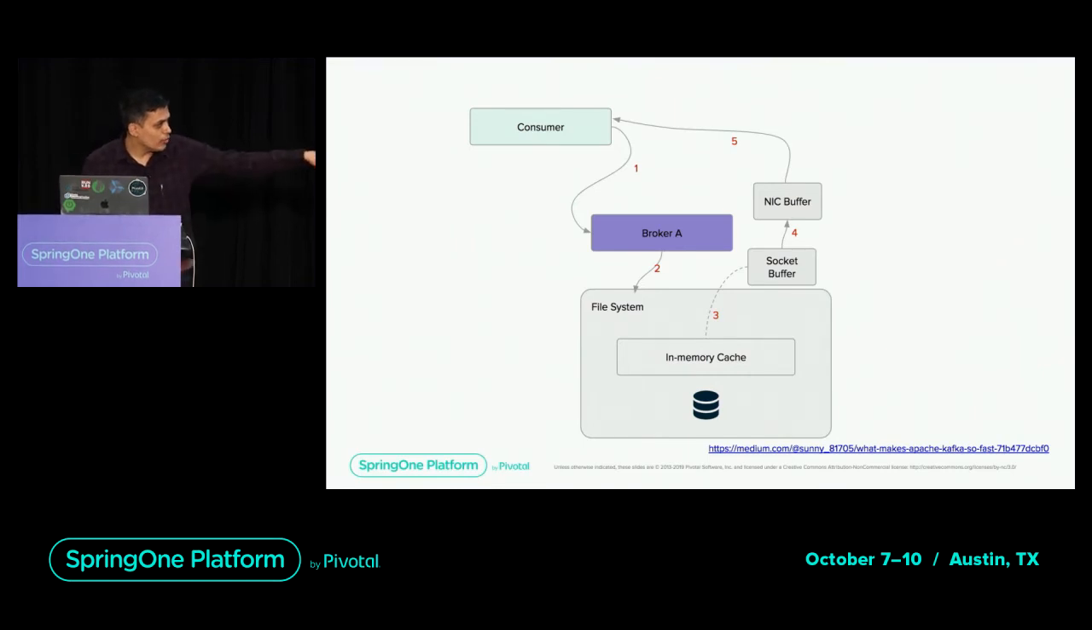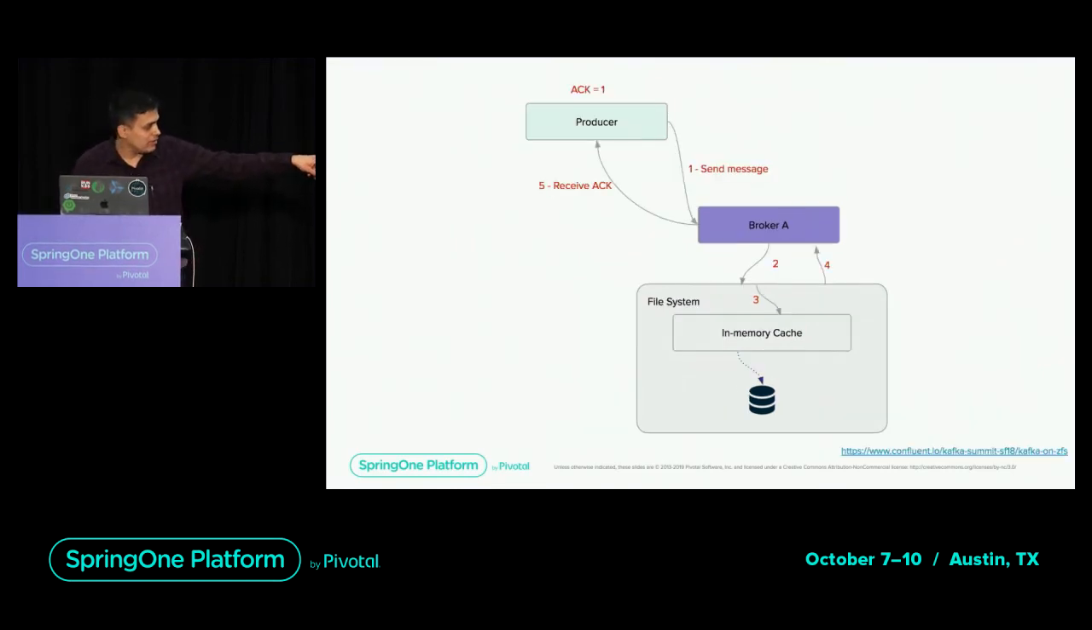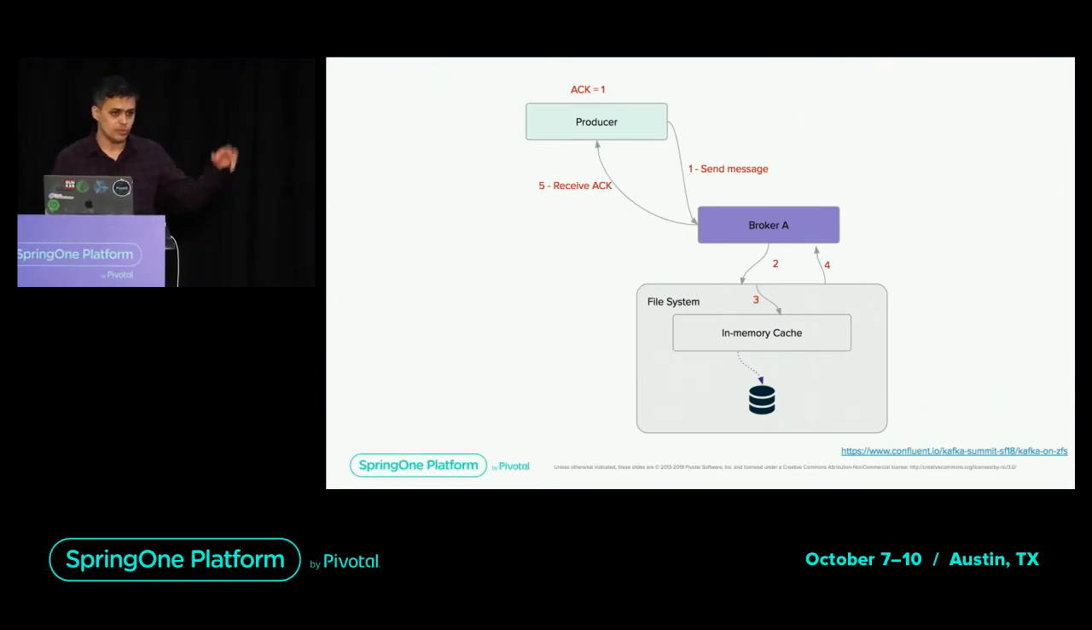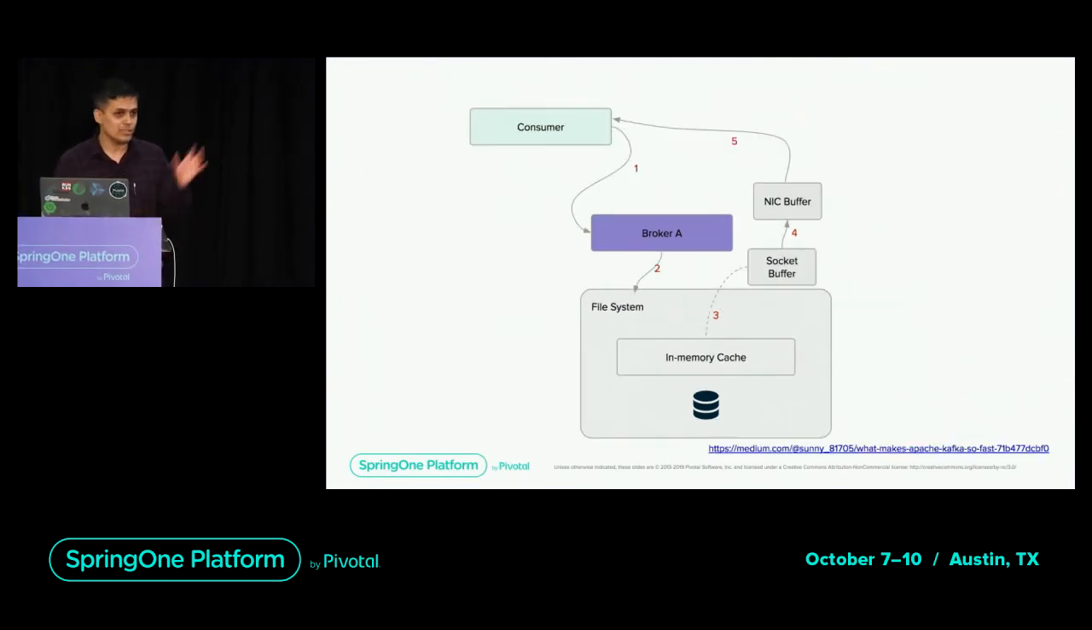There's a very good video, and in the previous slide I have given a link for a Confluent Kafka Summit talk, which one of their employees had done. It excellently explains the behavior and why Kafka is so fast.